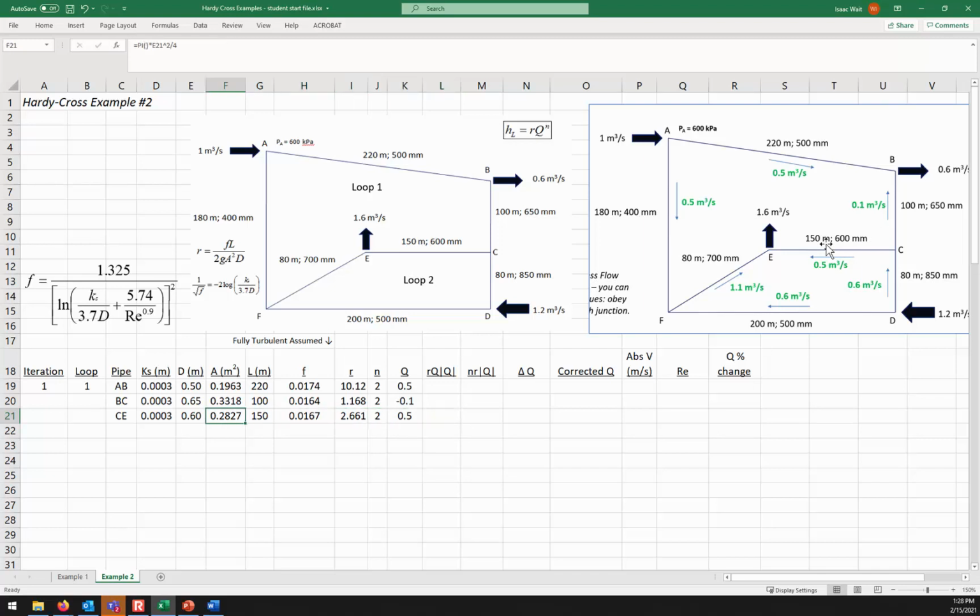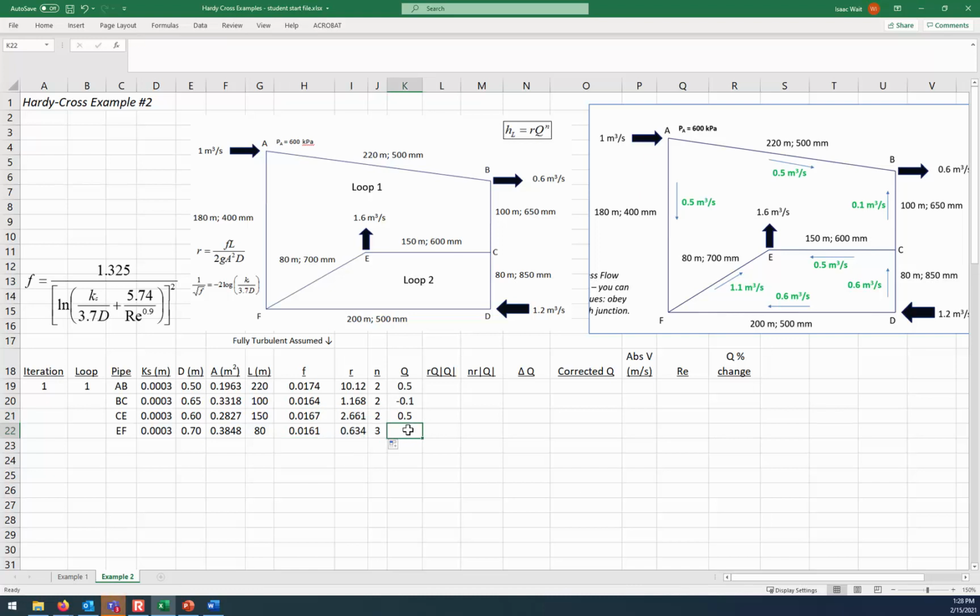All right, the other pipes that are still in loop 1 is pipe EF. Pipe EF is the same diameter, the same equivalent sand roughness. The diameter, 0.7 meters diameter. The length is 80. And we want to carry through both the F value and the R value. I guess we can also repeat the N.